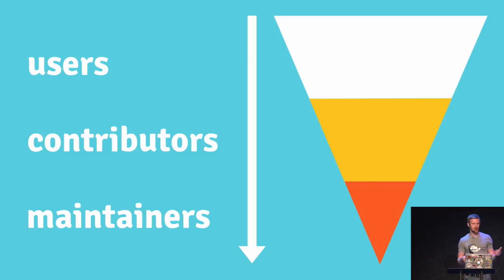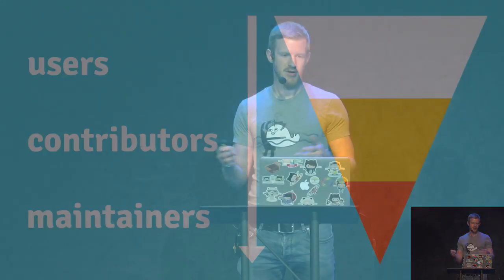And what I see projects struggling with sometimes is, as your number of users grows, and maybe your number of contributors grows, and maybe your number of maintainers grows, how do you keep feeding into that pipeline? What are the things that successful projects do to get people from one stage to the other?